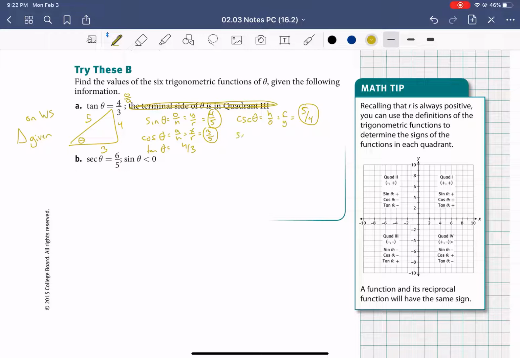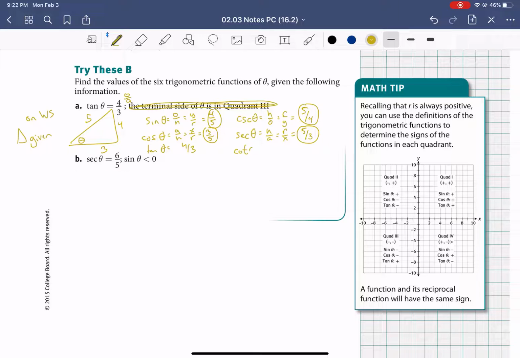Cosine, again, just flipping the secant theta is just flipping the cosine upside down. So if our cosine was 3 over 5, our secant turns into 5 over 3.